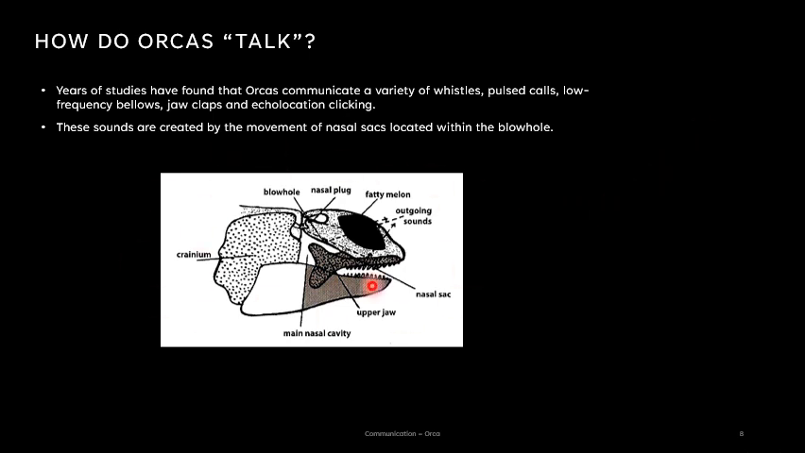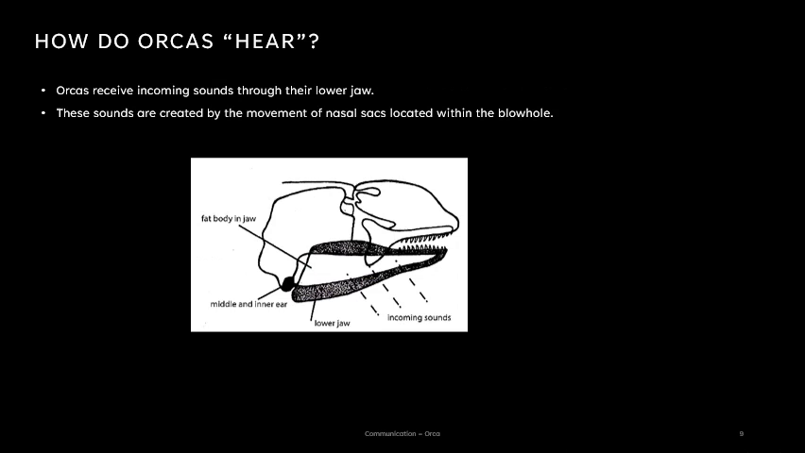Here you can see a skull of an orca, and where the blowhole is, and where the nasal plug is, and where the nasal sac is. This is the system that they use to make noises or sounds to communicate between each other. And here you can see how they receive the incoming sounds through their lower jaw, and they respond to the incoming sounds again using the same mechanism we talked about before, using the nasal sacs below their blowhole.